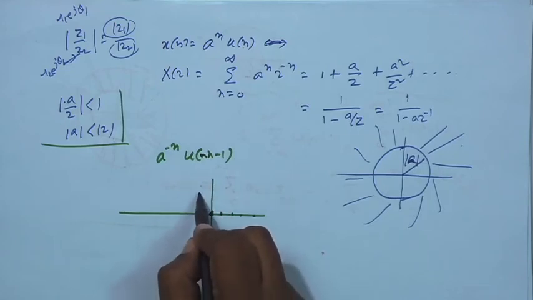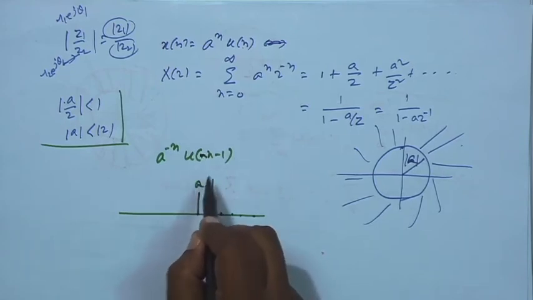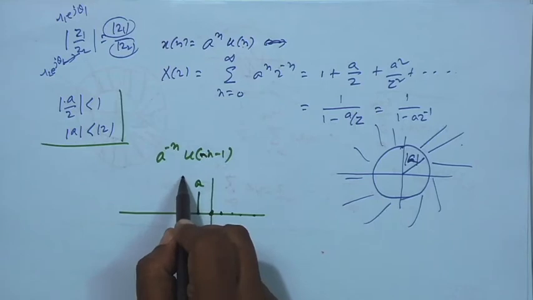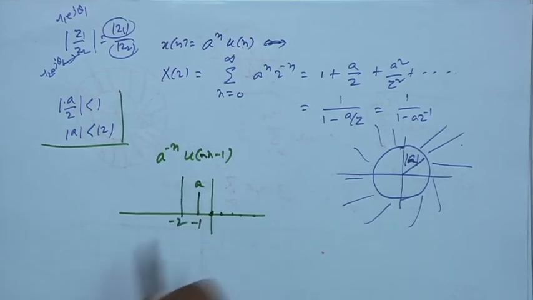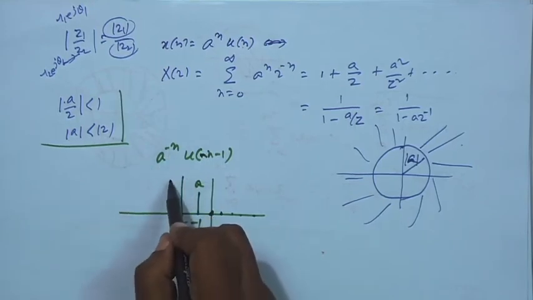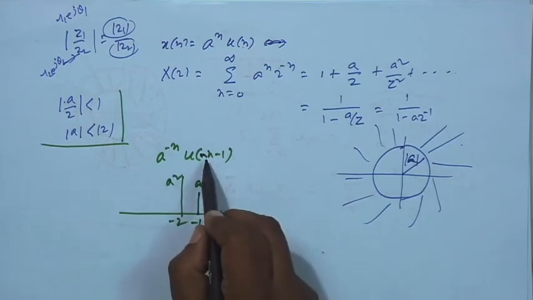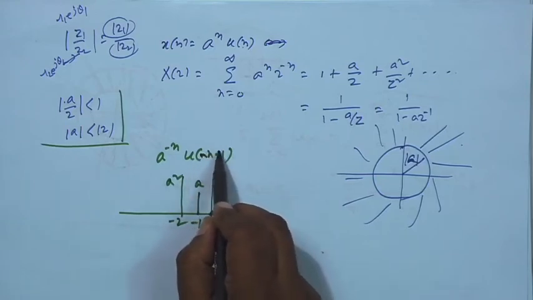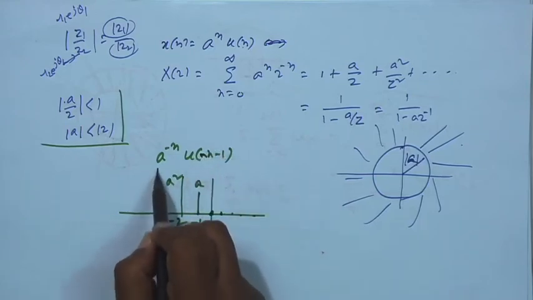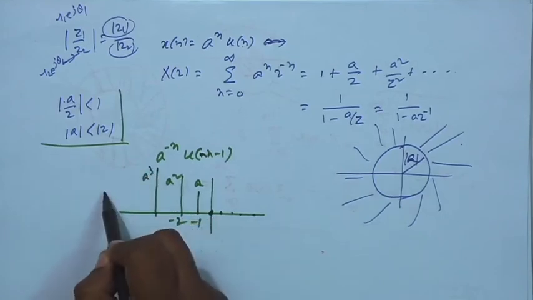So, you have got a, then at minus 1, then at minus 2 a to the power 2, a square, because minus 2 means plus 2, minus 1 is plus 1, u plus 1 is 1, and this way this side will be a to the power 3, and so on.